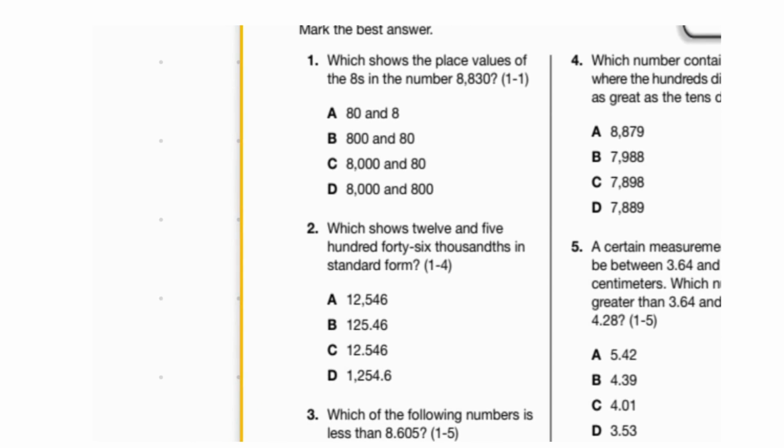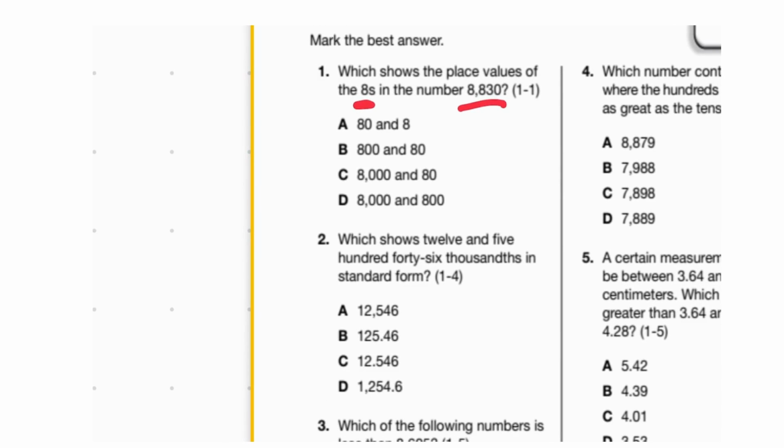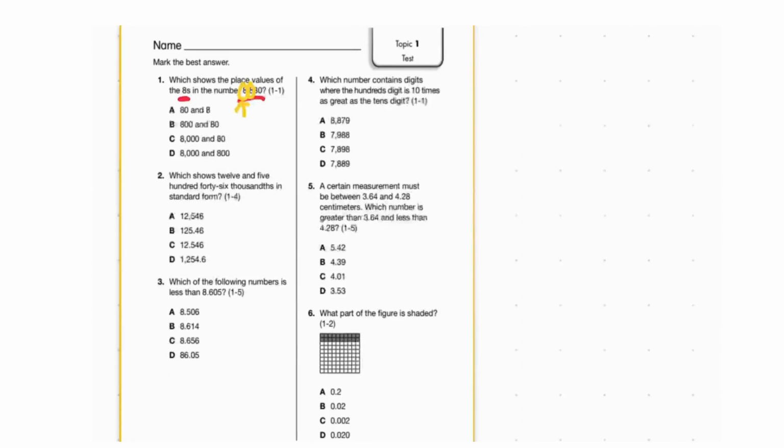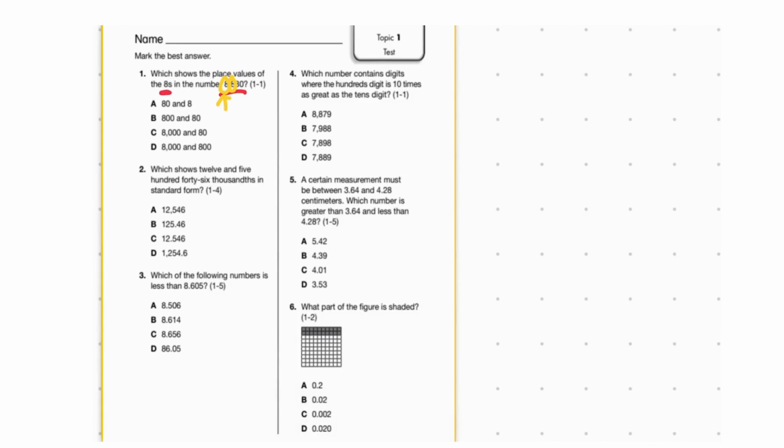With number 1, they're asking us which shows the place values of the eights in 8,830. If we zoom in, we have the 8 and the 8. So the 8 is in the 8,000s place. So 8,000.